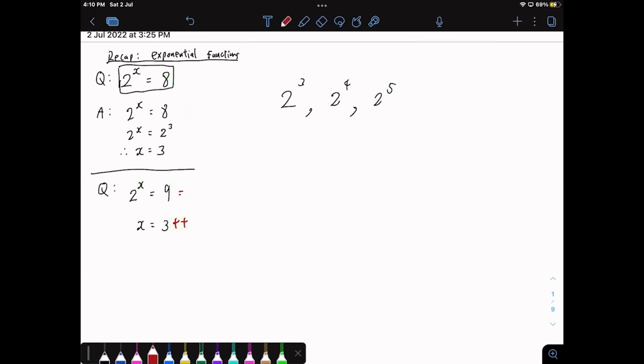But here, there's a problem. 9 is 3 squared, prime factorized. But is it the same as 2, the base here? No. Then can you compare? Can you conclude that x equals 2? Does it even make sense to conclude that x equals 2? No, definitely not. So how do you solve for x in this case, with this question, 2 power x equals 9?